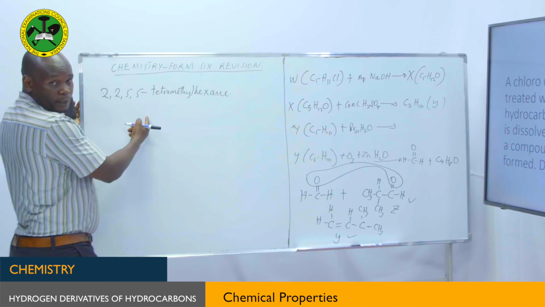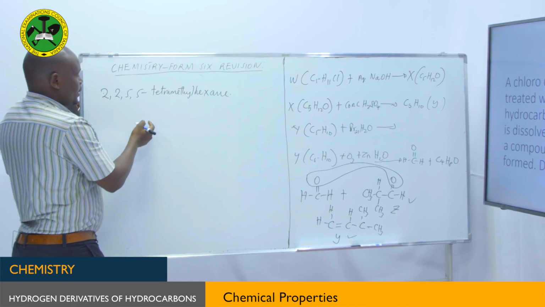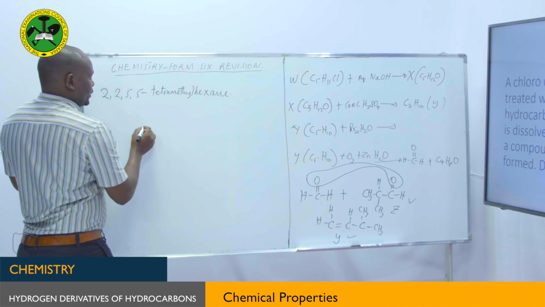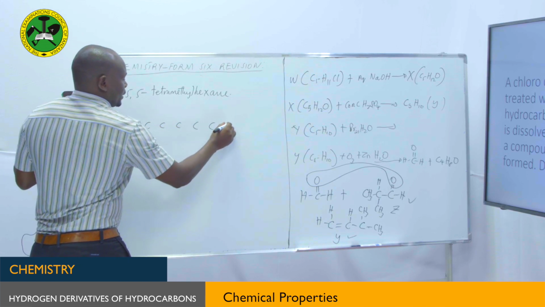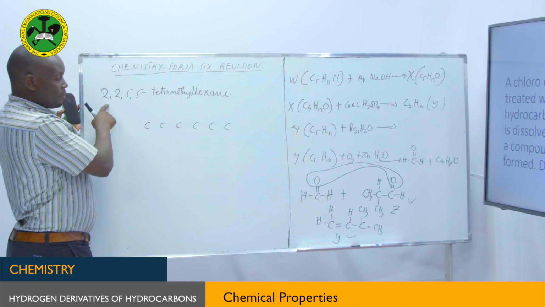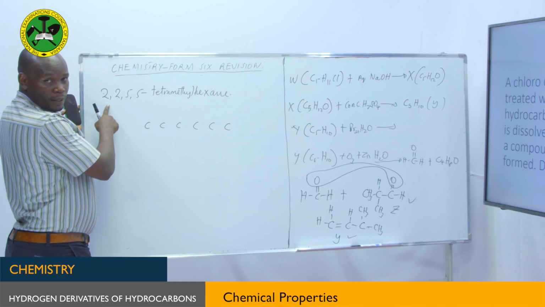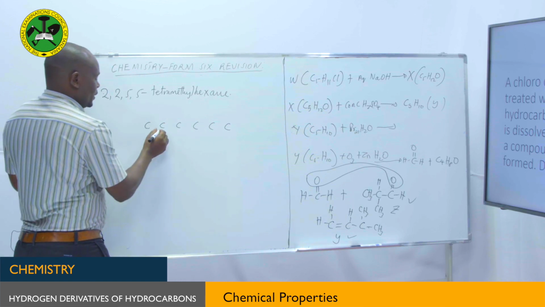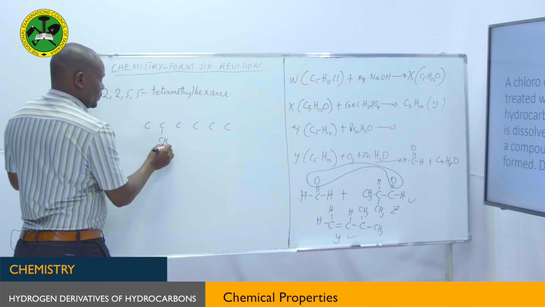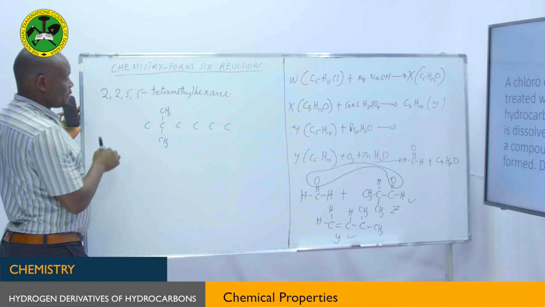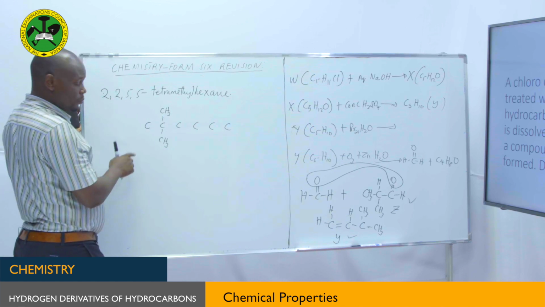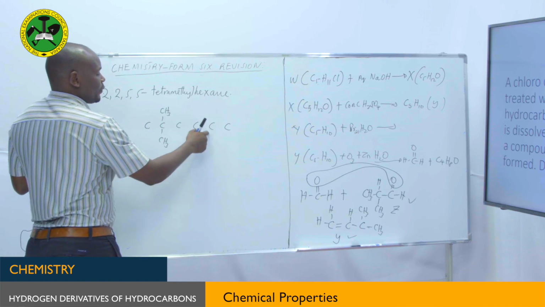And if we write the structure of this, we have 6 carbon atoms, 1, 2, 3, 4, 5, 6. And the carbon number 2 has an alkyl group, or methyl group. So here we have a methyl group, and here we also have another methyl group. But on carbon number 5 we also have a methyl group. So 1, 2, 3, 4, 5.